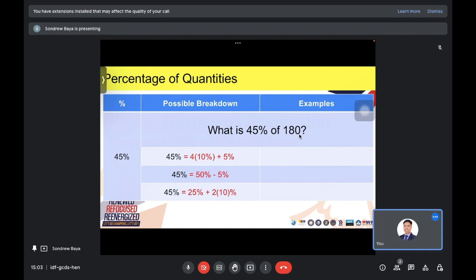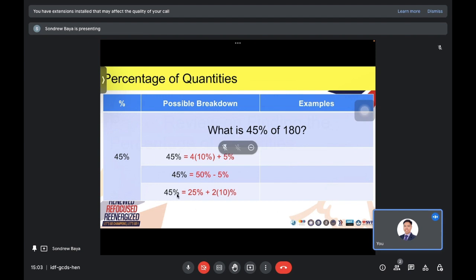Okay, so if we wanted to find 45% of 180, all you need to do is to find a possible breakdown of 45%. Here, there is no particular answer. There are many possible answers. It depends on what perspective you're looking at. So I'll only be presenting three possible ways to break the 45% into common percentages, but it doesn't mean that those which I have not written here are not correct. They are also correct. It depends on in what perspective you have viewed them.